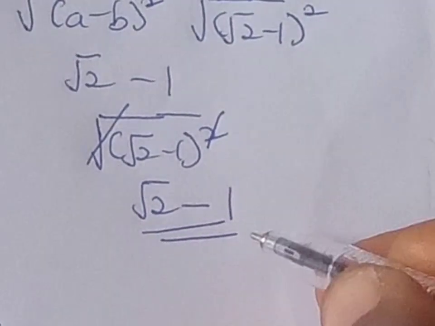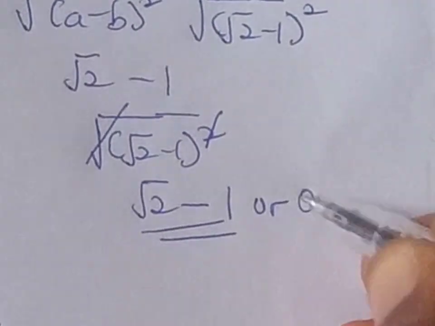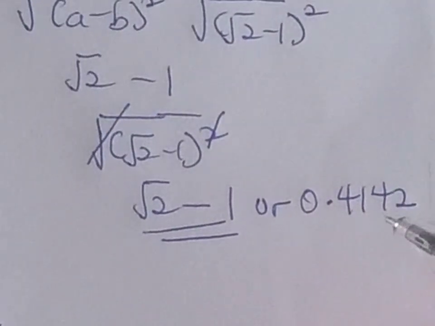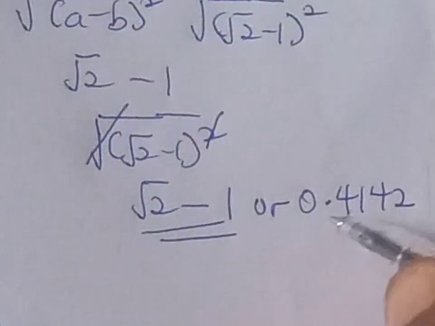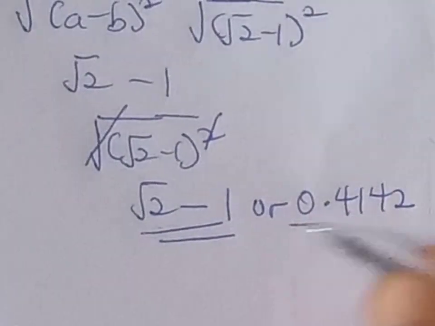But if you are using a calculator, root 2 minus 1 will give us 0.4142. So either answer is correct. Without a calculator, you get this, and using a calculator, you will get this.